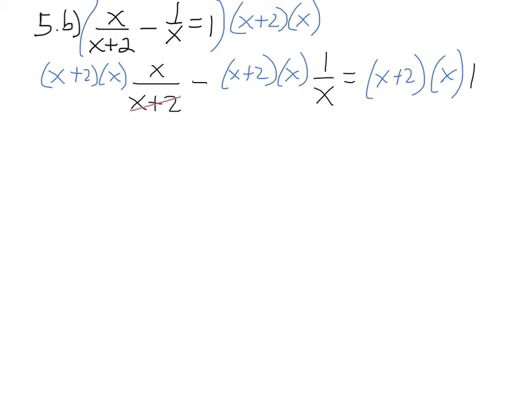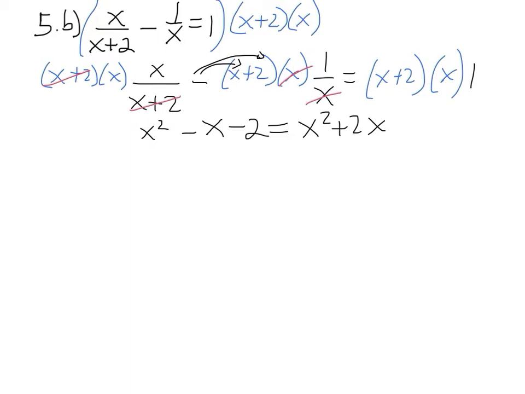So x plus 2 cancels out. First term becomes x squared. Second thing, x cancels out, so I get minus x minus 2. Don't forget to distribute this negative to both terms. And this is going to equal x times x plus 2, so x squared plus 2x.